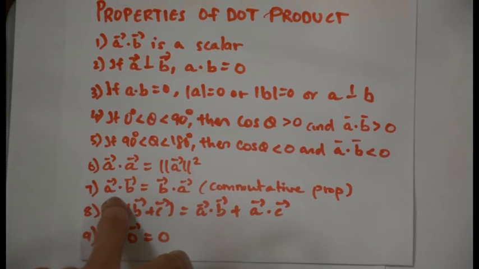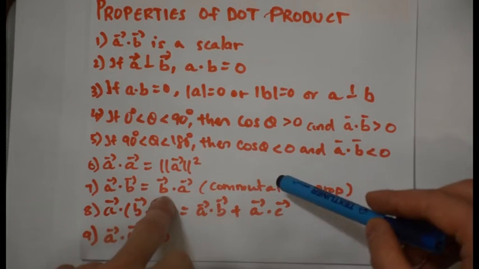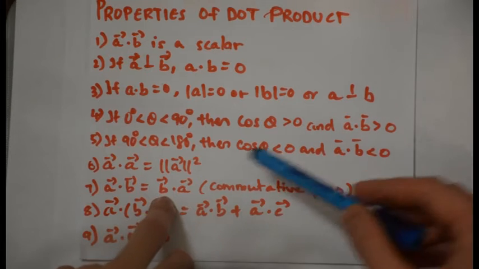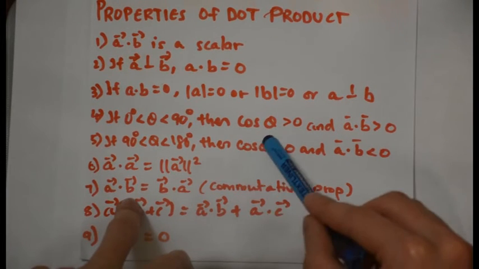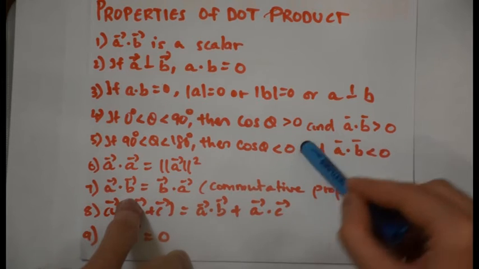Seventh, a dot b is just the same as b dot a, which makes sense because these are real numbers, and if you multiply real numbers and you switch them around, it's just going to be the same value.